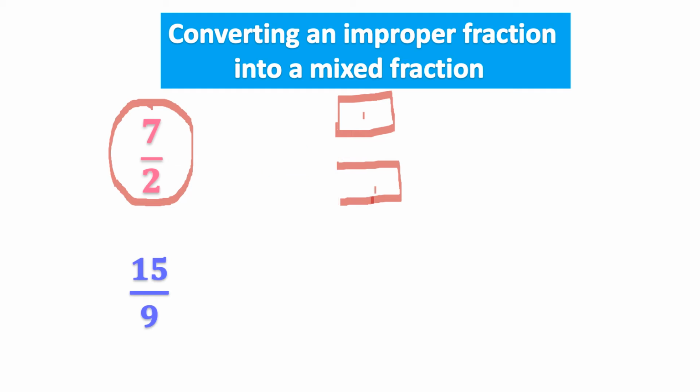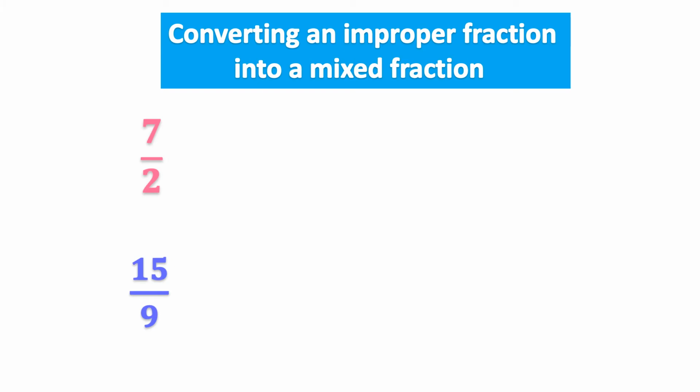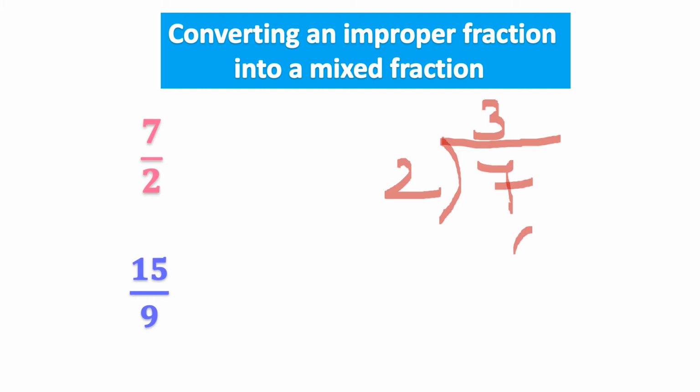Let's see. So first, it's 7 by 2. So what do we do? We divide it. 7 by 2 means we have to divide 7 by 2, right? So let's divide. 2 3s are 6 and I get remainder 1. So I stop my division here. Why do I stop my division here? Because 1 cannot go in 2's table anymore, right? So what did I get? 1 as my remainder.